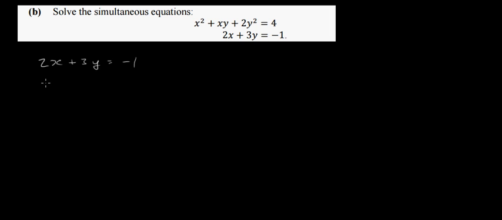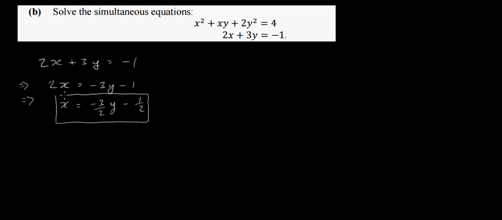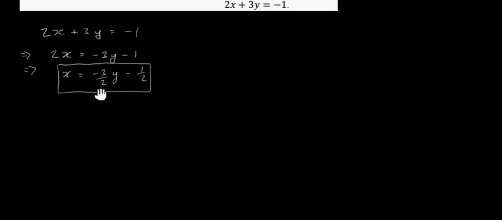So let's do that. So that will give me, let's see, 2x is equal to minus 3y minus 1. That will give me x is equal to minus 3 over 2 y minus 1 over 2. Okay, so that's what I'm going to use for x in the other equation. So I'm going to take x out of the first equation and put this in instead. So then I'll have an equation with only y's in it. So let's do that.